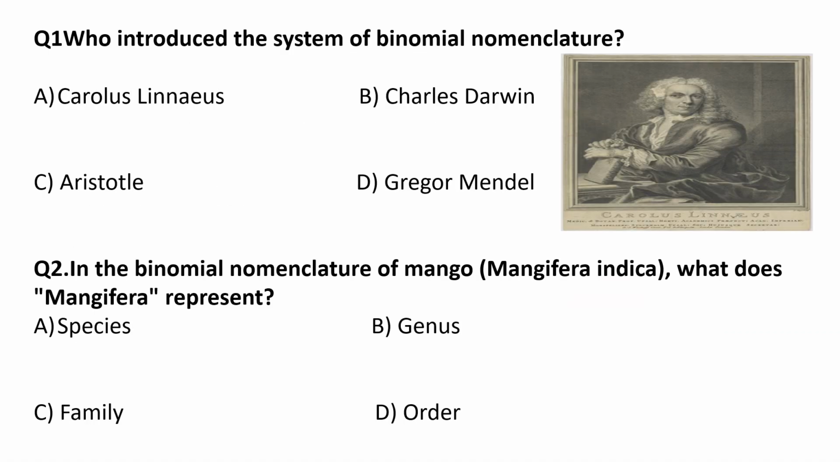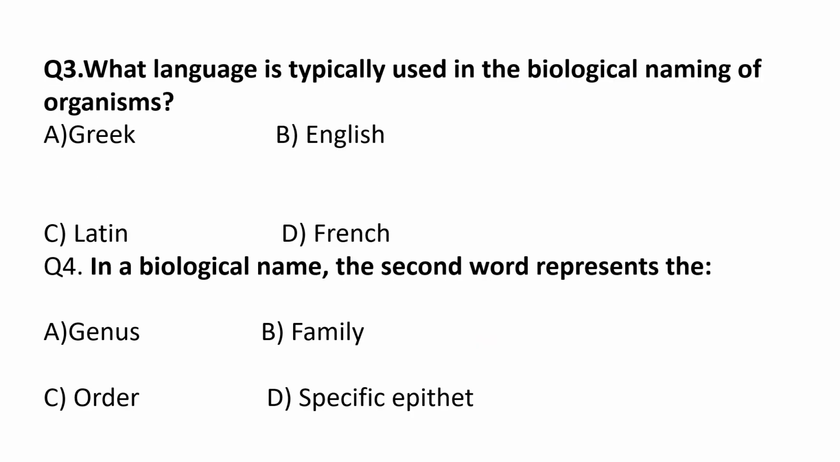Who introduced the system of binomial nomenclature? It is Carolus Linnaeus who introduced the binomial nomenclature. This is the photograph of Carolus Linnaeus. In the binomial nomenclature of a mango, that is Mangifera indica, what does Mangifera represent? Mangifera represents the genus. What language is typically used in the biological naming of organisms? The language used is Latin.